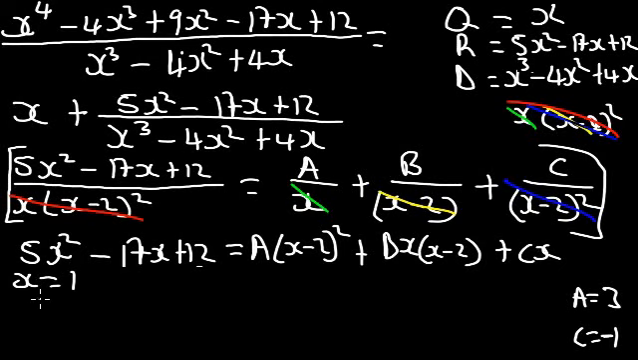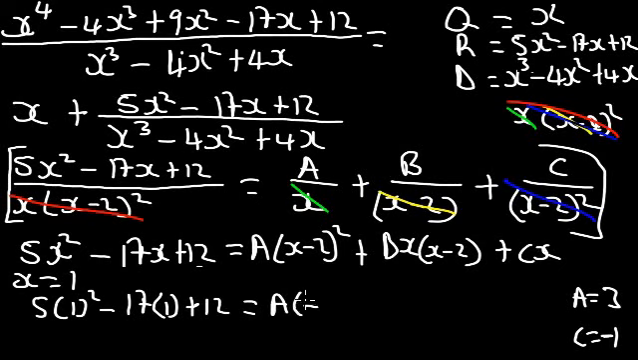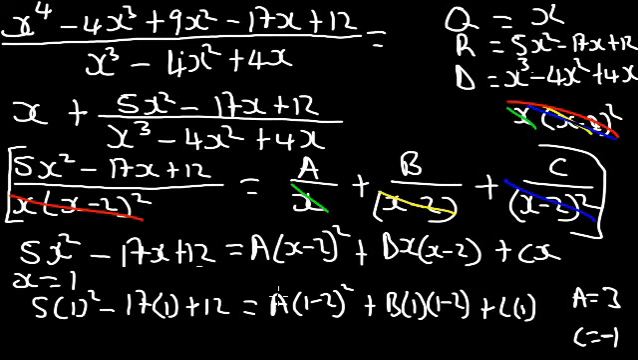So at x equals 1, we have 5 in the bracket of 1 squared minus 17 in the bracket of 1 plus 12 equals a in the bracket of 1 minus 2 all squared plus b in the bracket of 1 multiplied by 1 minus 2 plus c multiplied by 1.